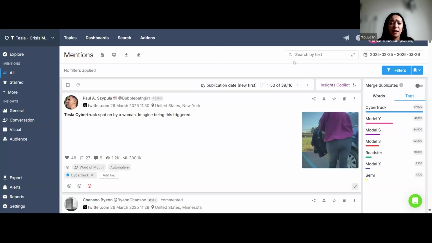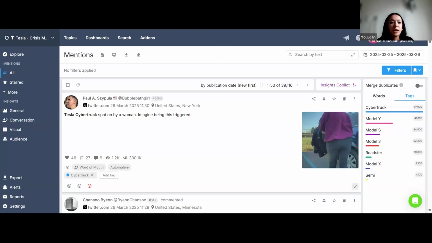I use tags for everything, guys. I think it's one of the most important tools that we have in the YouScan platform. Sometimes the client asks me, Belle, what should we do? Tags. Use tags. That's it. Because with tags, we can zoom in on this data and we can identify potential crises in a better way. That's the idea of using these tags.